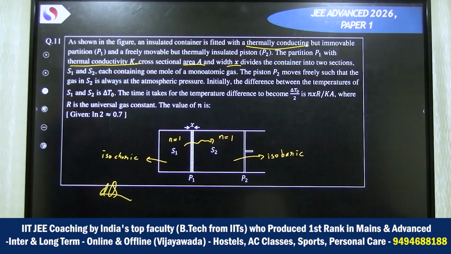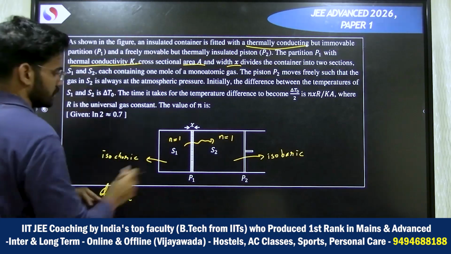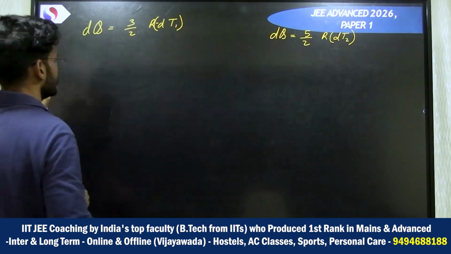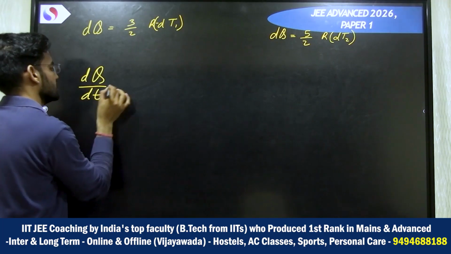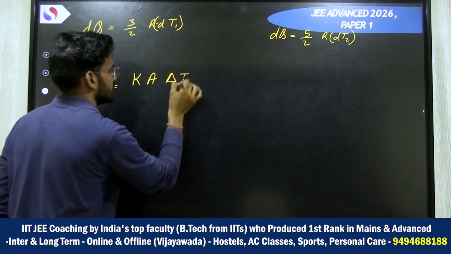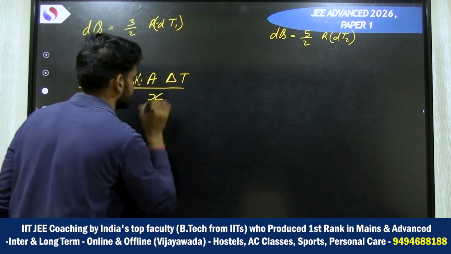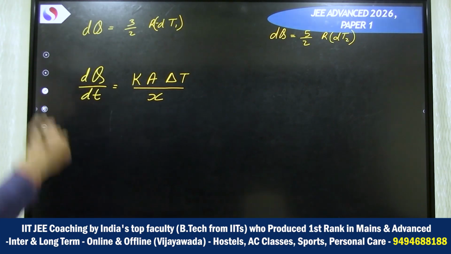Second thing, we have the heat transfer chapter also applied on this cross section. So we can say here that dQ by dt, since time is what is being asked, equals K A delta T by X, correct? Here first of all we have to deal with delta T only, right?